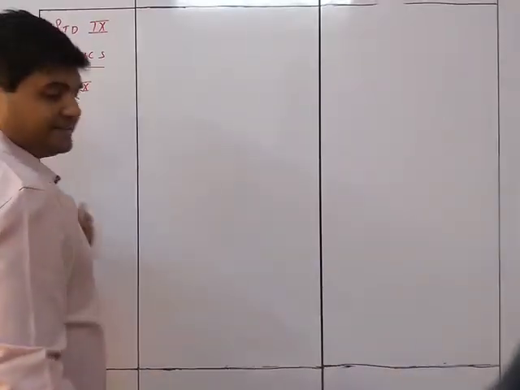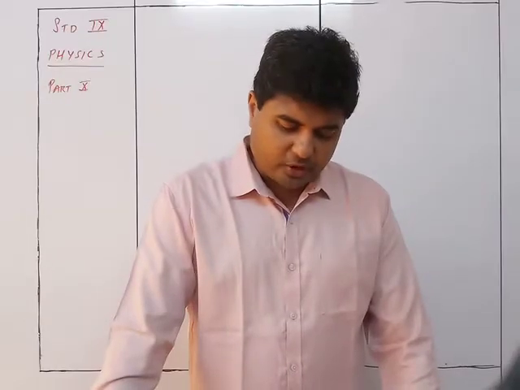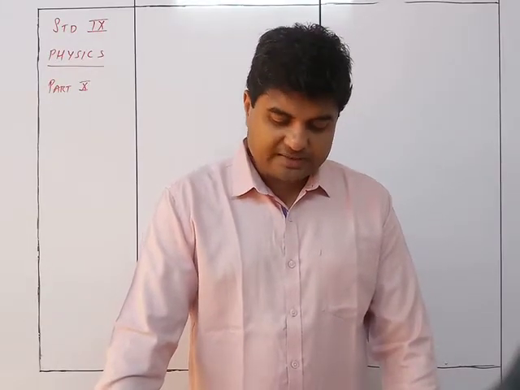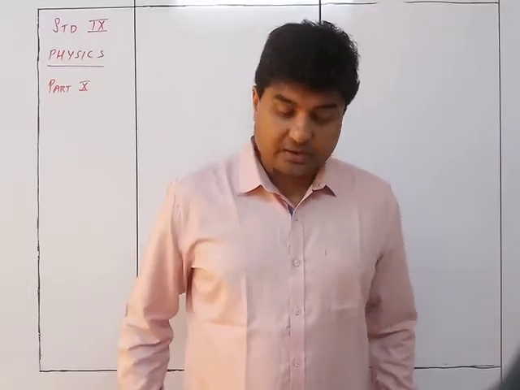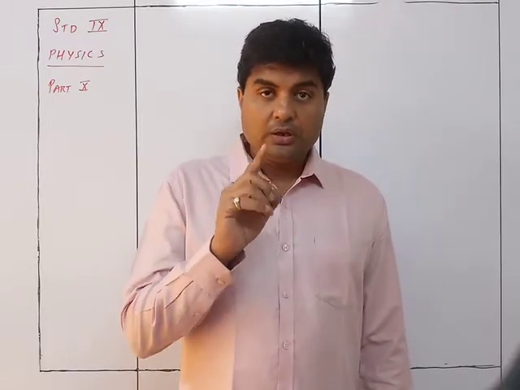So let's see sum number 20. A ball is thrown vertically upwards from the top of a tower with an initial velocity of 19.6. The ball reaches the ground after 5 seconds. Calculate the height of the tower and the velocity of the ball on reaching the ground. Okay, understand the question first.